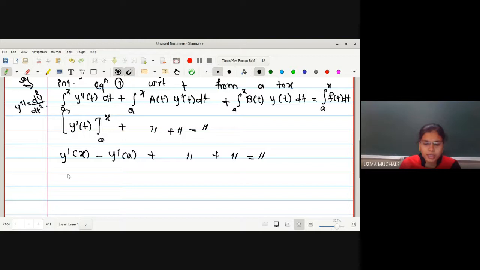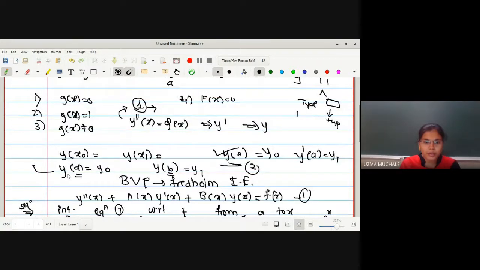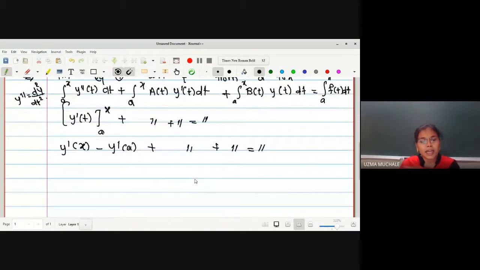Okay. Now, what is the value of y dash of a? If you can see here, we are not provided with the value of y dash of a, but in the case of an initial value problem, we are provided with it. So we will keep this y dash of a as it is, and somewhere later on we will find out the value of y dash of a. Okay, so let us keep this as it is.